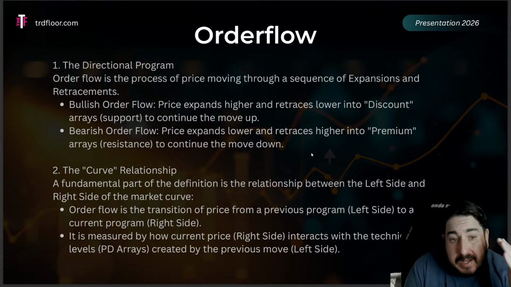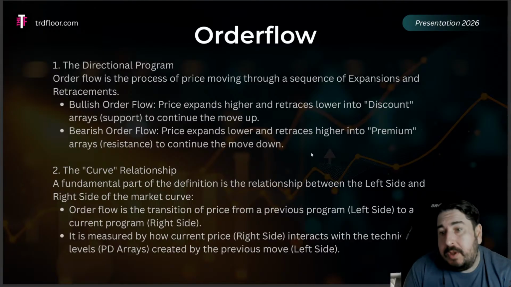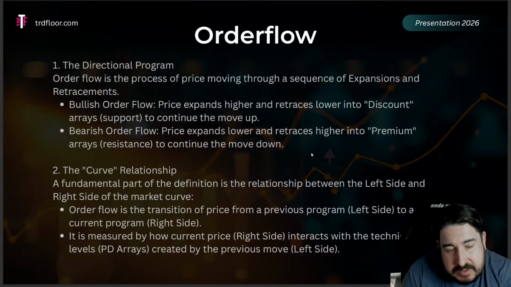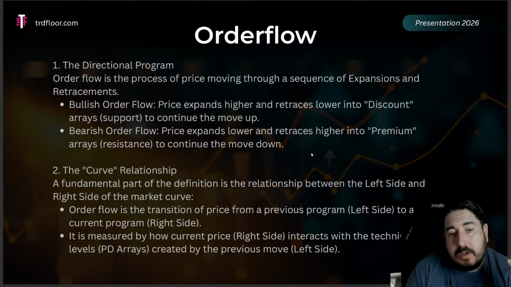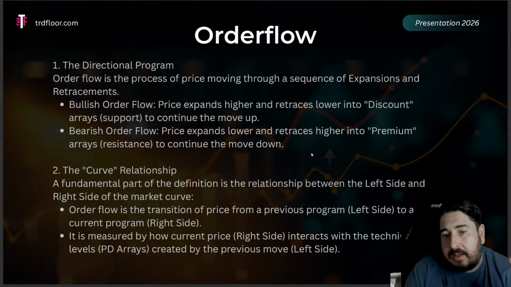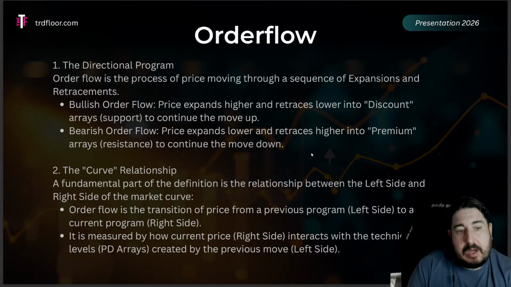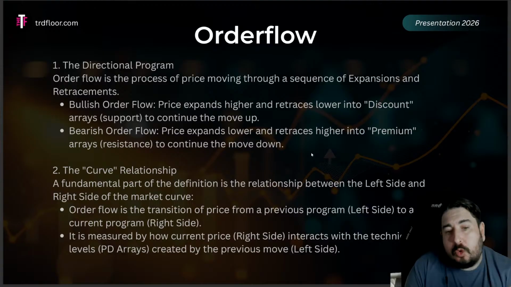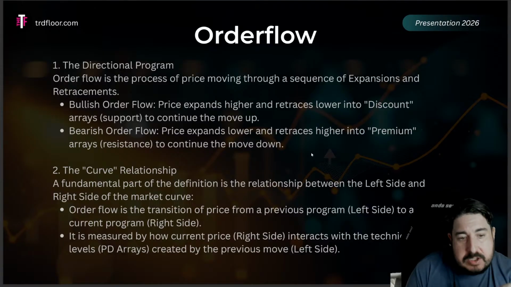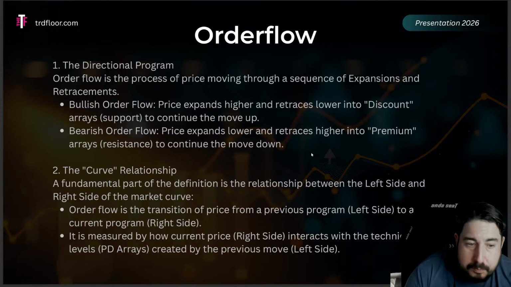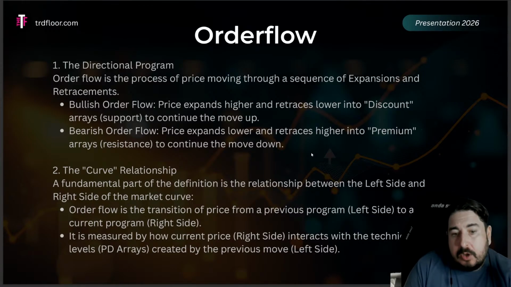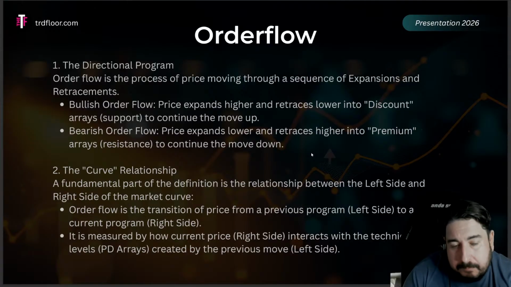Number one, the directional program. Order flow is the process of price moving through a sequence of expansions and retracements. So we have bullish order flow, price expands higher and retraces lower into discount arrays support to continue the move up. Bearish order flow, price expands lower, retraces higher into premium arrays resistance to continue the move down.